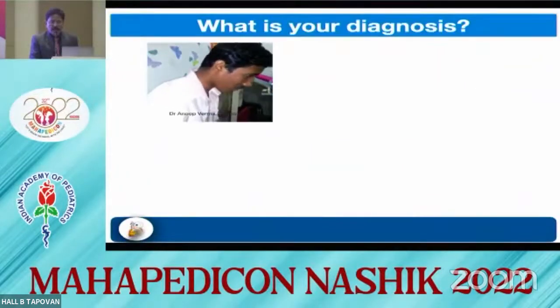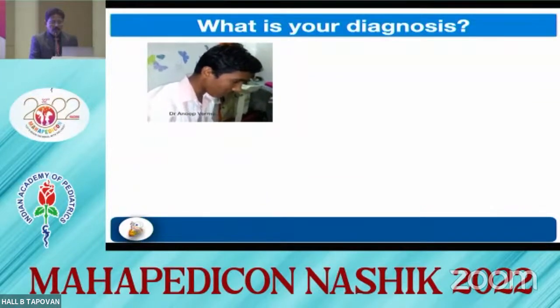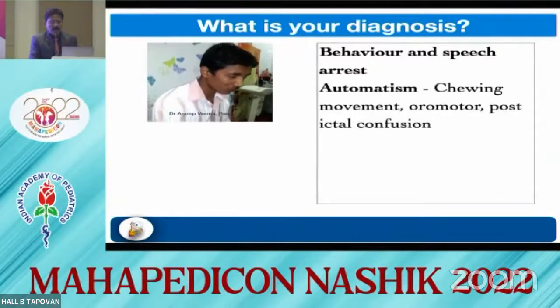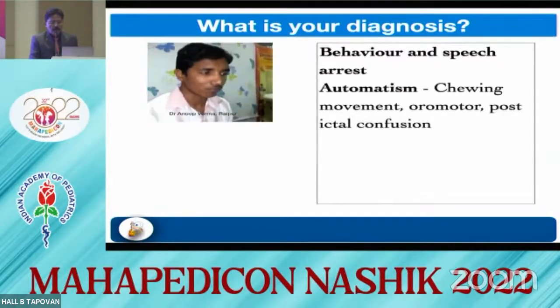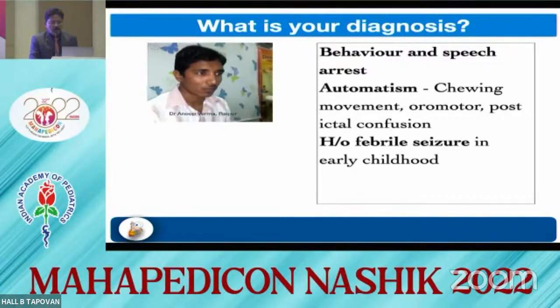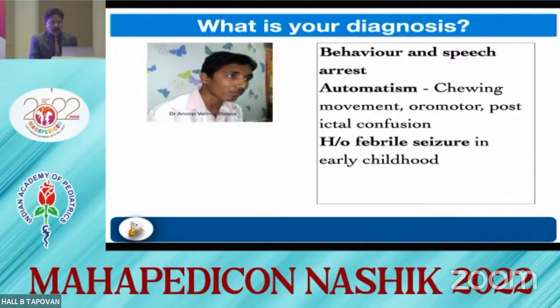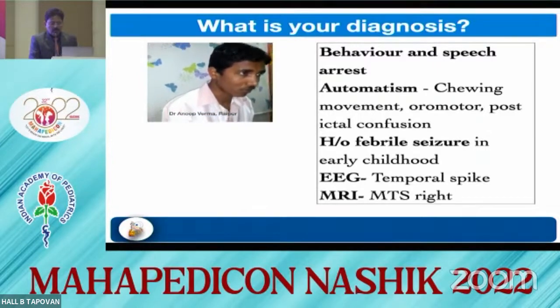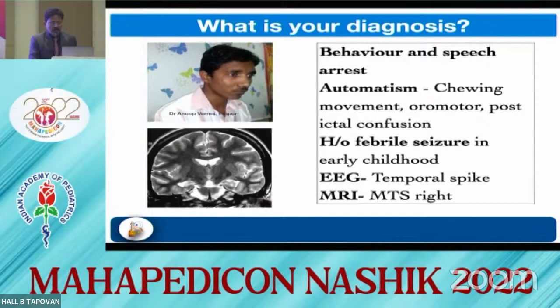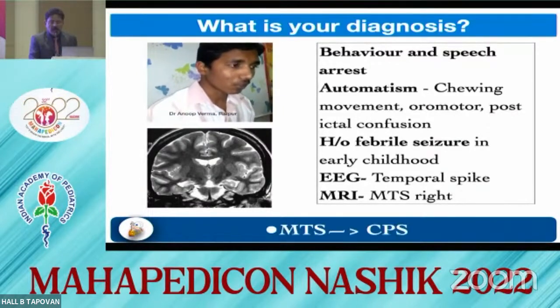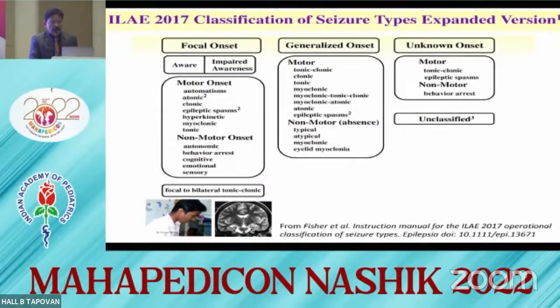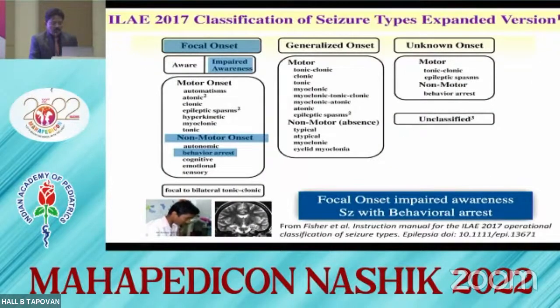Another patient is in front of me in the OPD. He is not responding. He is doing some sort of automatism as well. There was a post-ictal confusion also. History of febrile seizure in early childhood. EEG reveals temporal spikes. MRI showed right-sided MTS. You can see the volume loss of the hippocampus. This was MTS leading to CPS, complex partial seizure. If you classify it, it was a focal seizure, non-motor, with behavioral arrest.